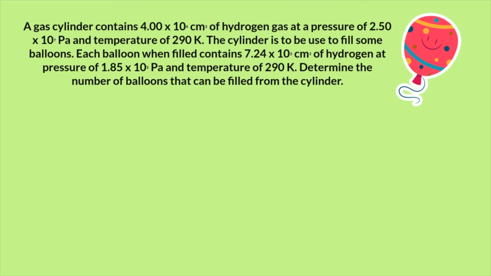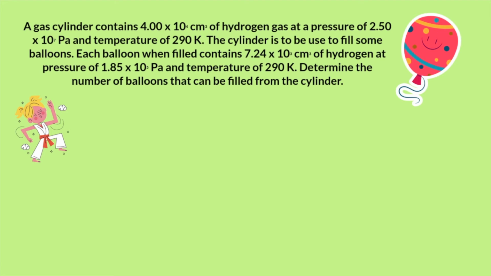Let's move on to question number 4. A gas cylinder contains 4 times 10 to the power of 4 centimeter cube of hydrogen gas at a pressure of 2.5 times 10 to the power of 7 Pascal and temperature of 290 Kelvin. The cylinder is to be used to fill some balloons. Each balloon, when filled, contains 7.24 times 10 to the power of 3 centimeter cube of hydrogen at a pressure of 1.85 times 10 to the power of 5 Pascal and a temperature of 290 Kelvin. Determine the number of balloons that can be filled from the cylinder.